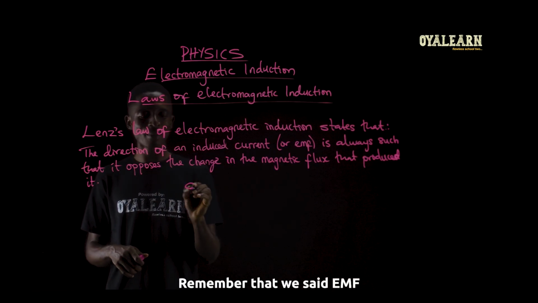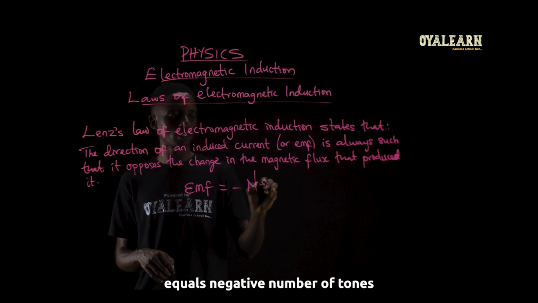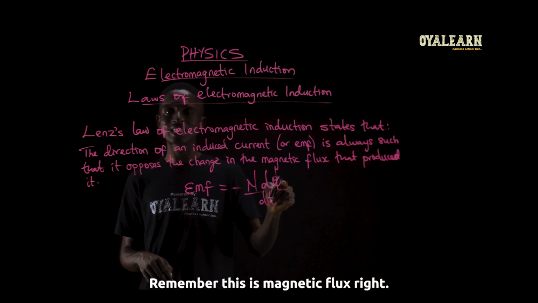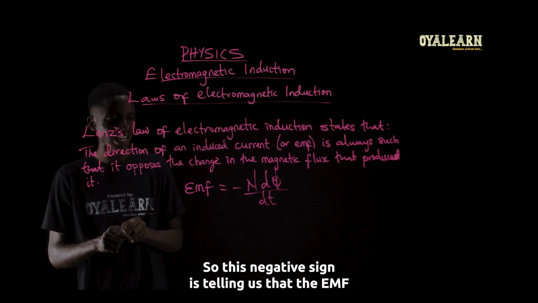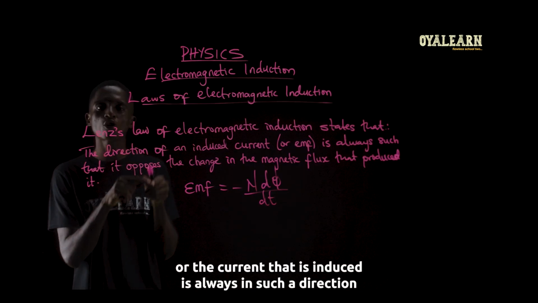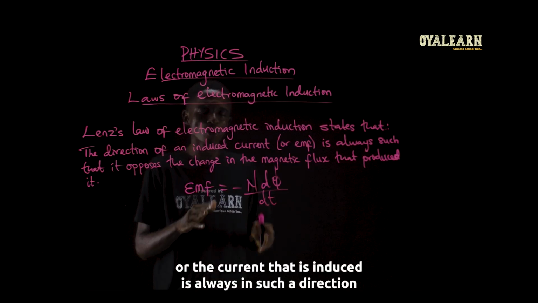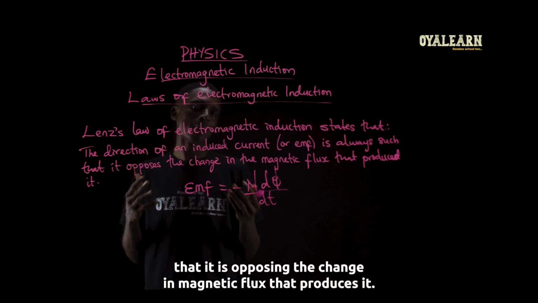Remember that we say EMF equals negative number of turns, then dΦ/dt. Remember, this is magnetic flux, right? So this negative sign is telling us that the EMF or the current that is induced is always in such a direction that it is opposing the change in magnetic flux that produces it.